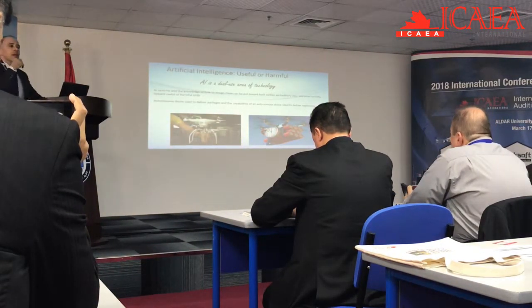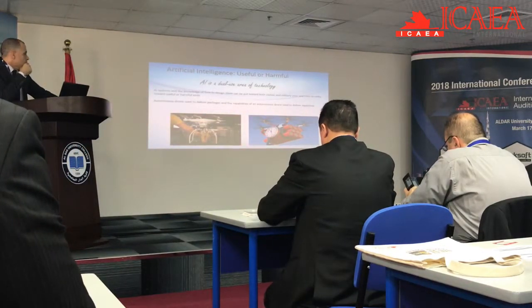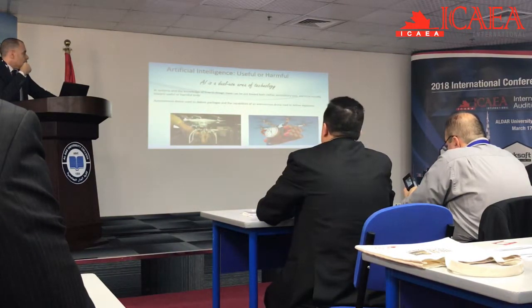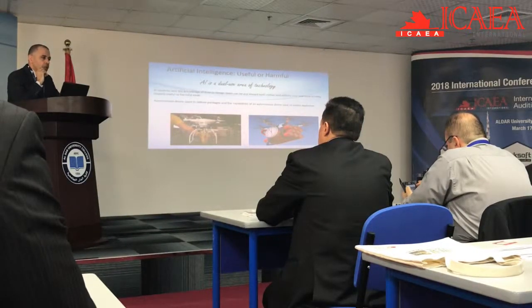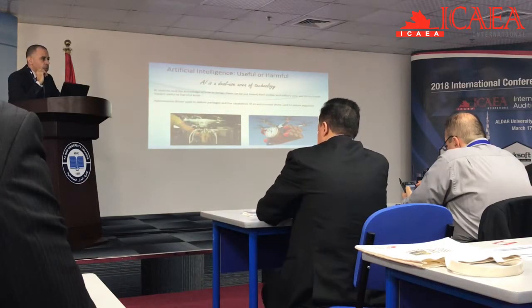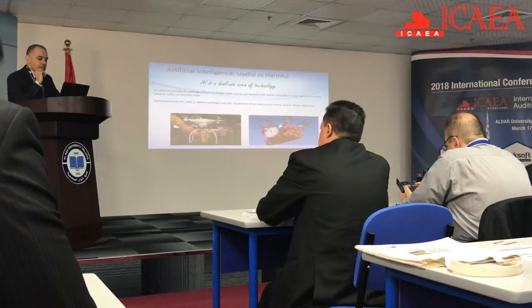As we have seen, there are several applications for artificial intelligence, but are these applications useful or harmful? AI is a dual-use area of technology. It means that it can be useful for humans and it can be harmful. The smart or autonomous drones that can be used to deliver packages can also be used to deliver explosives.